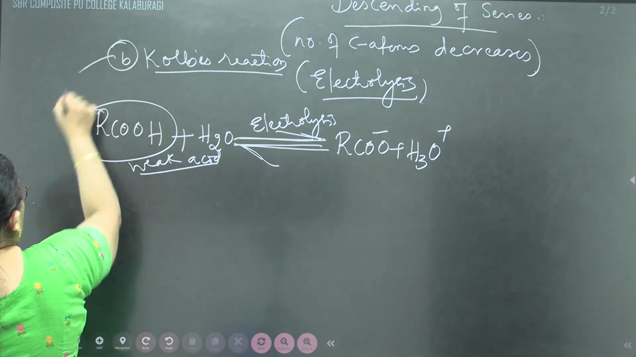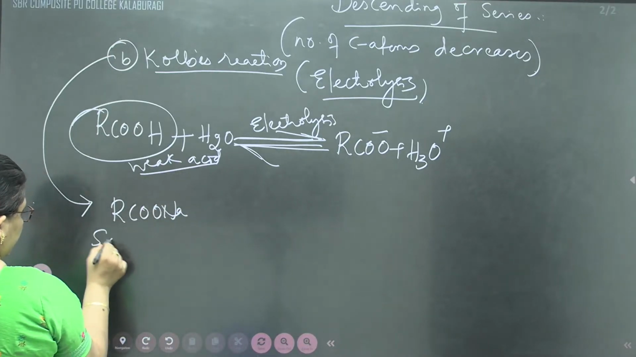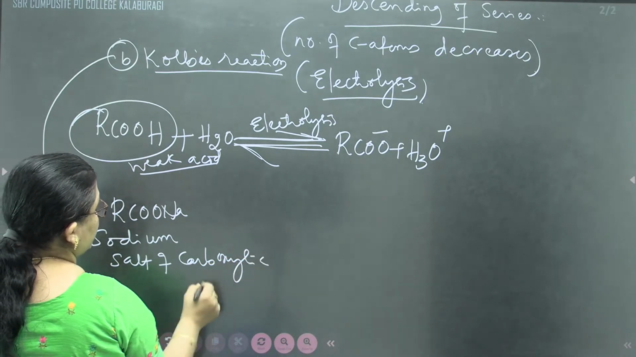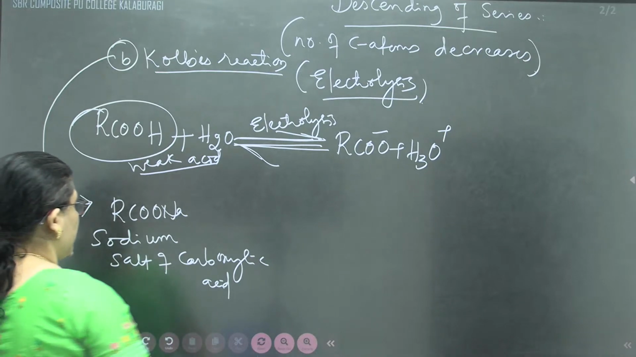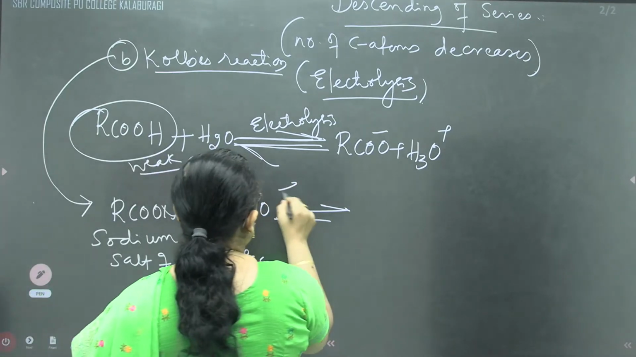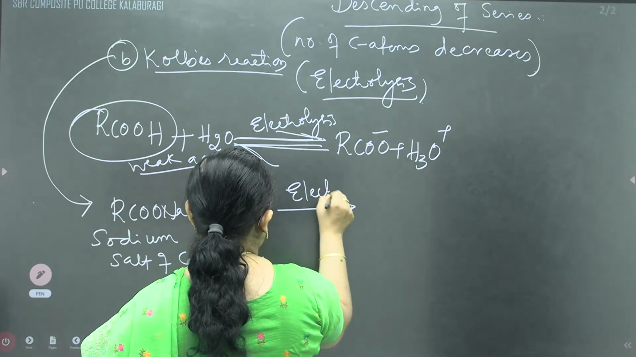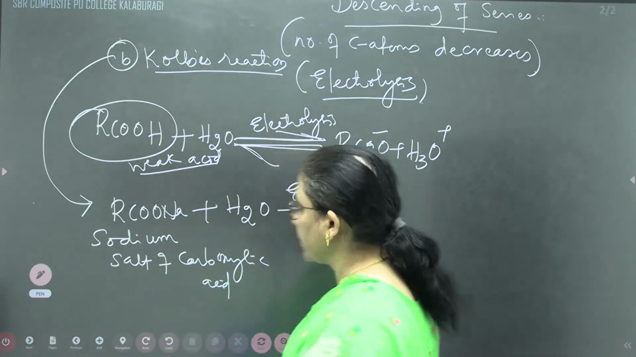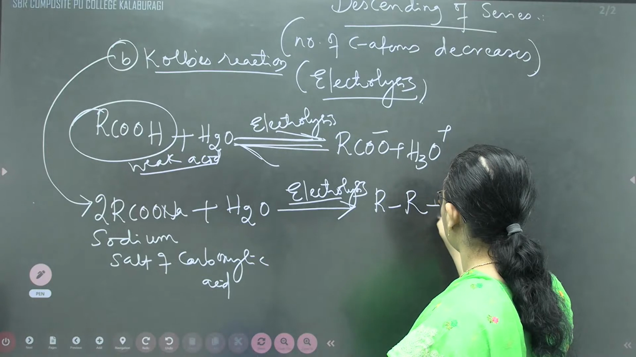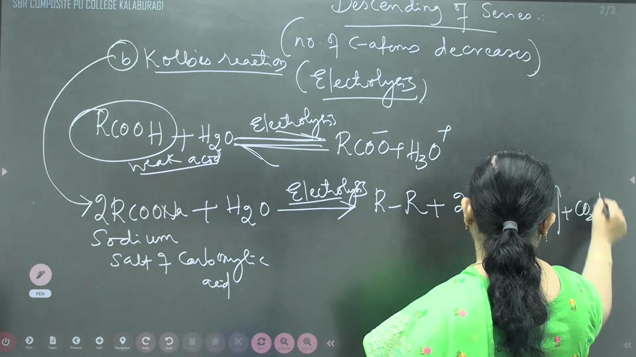Let us come to Kolbe's reaction. According to Kolbe's reaction, the sodium salt of a carboxylic acid on electrolysis will produce R with R, so we take R as 2, along with NaOH, with the liberation of hydrogen gas and carbon dioxide gas.